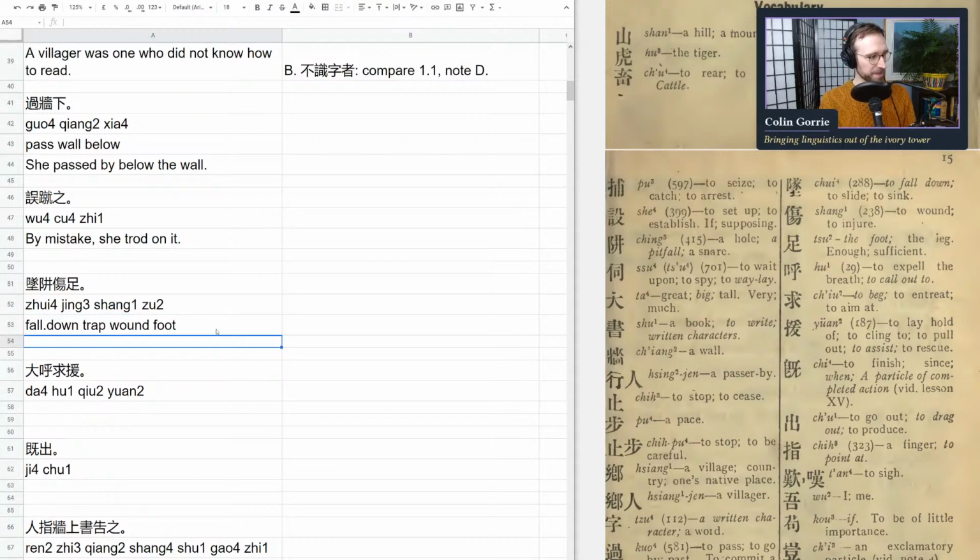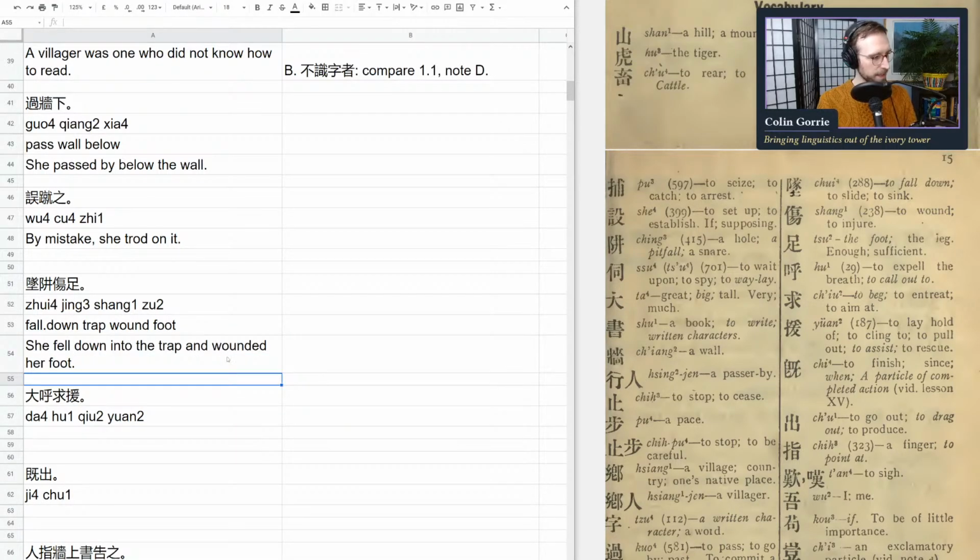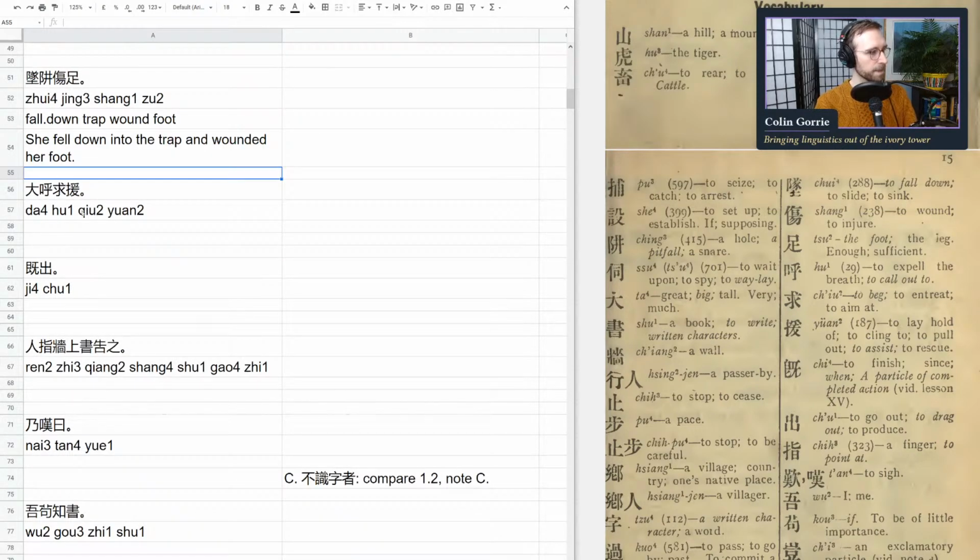Foot. So she fell down into the trap and wounded her foot. Oh no. All right, what's next?